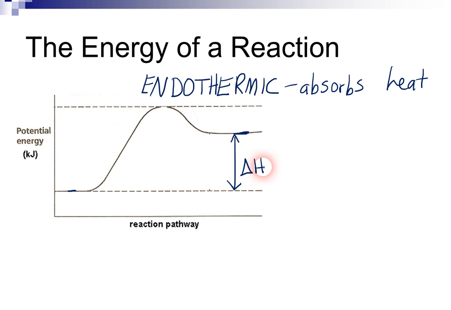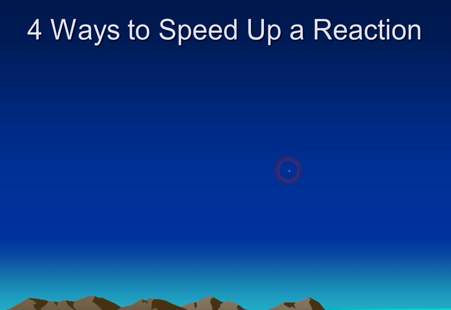Your change in enthalpy. Now let's talk about one other thing, and that is ways to speed up a chemical reaction. And so sometimes in chemistry you want to speed up, occasionally slow down a reaction. So we're going to talk about ways to affect the rate. Now the first one is to add a catalyst.